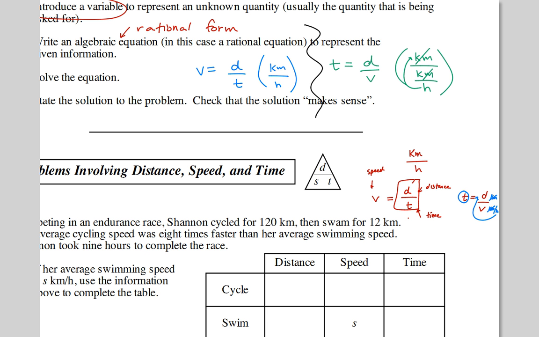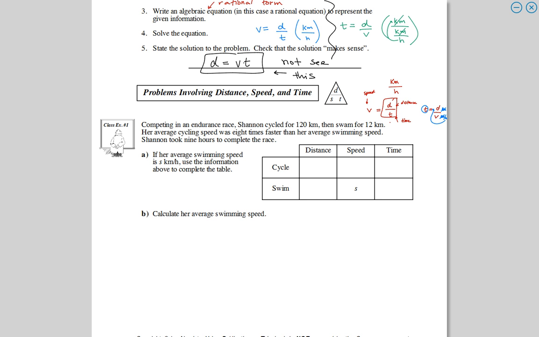And what's the other one we haven't solved for? The distance, yeah. And this one's actually linear. d equals vt. So it's not rational. And typically you will not see these ones in this unit, in this section, because it's not rational. In a physics course, of course, yeah. But in this course, with this lesson in particular, we're typically going to have a rational, because that's the unit we're in.